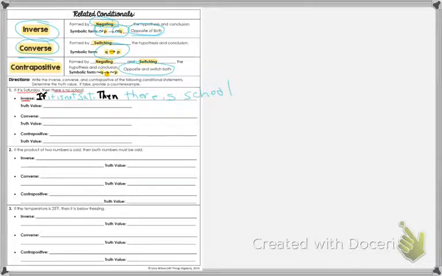What's the truth value of this? Well, guess what? The truth value of this is false. Because Saturday is not the only day we don't have school. Sunday.